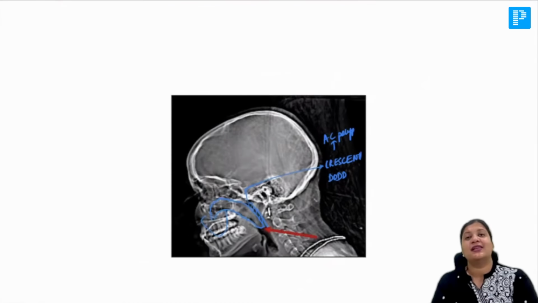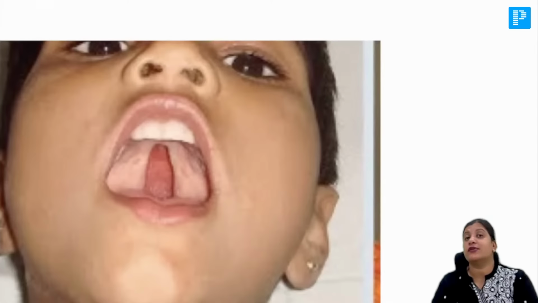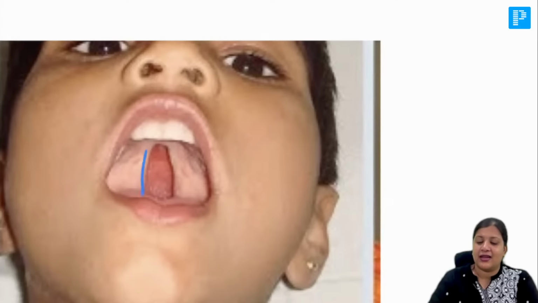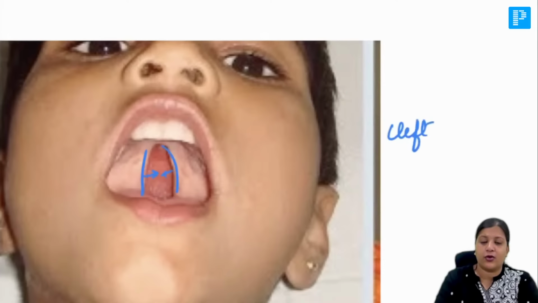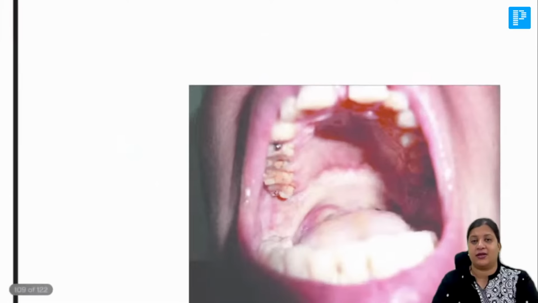Russell bodies and Mikulicz cells are features of rhinoscleroma, not rhinosporidiosis. What we just saw was rhinosporidiosis, not rhinoscleroma. Okay. Here you're seeing that there is a deficiency of the palate. They are not meeting in the midline. Such a palate, what will you call it as? Cleft palate. And cleft palate is a contraindication for doing adenoidectomy and tonsillectomy.